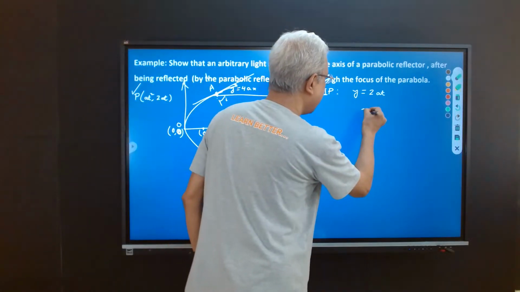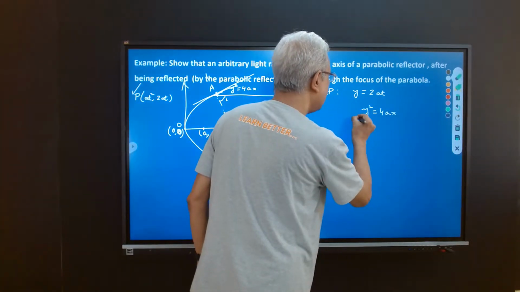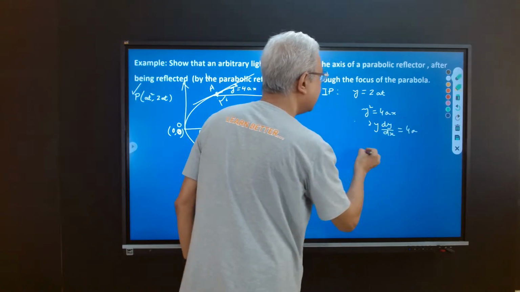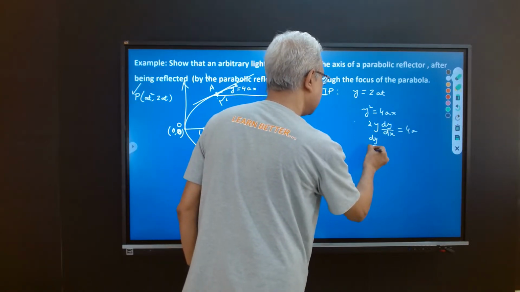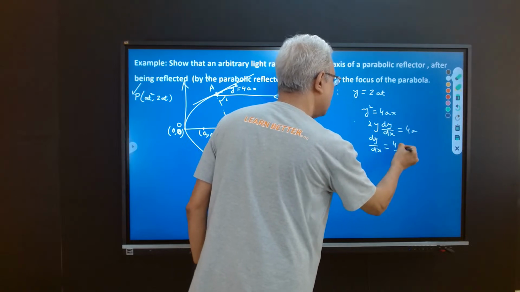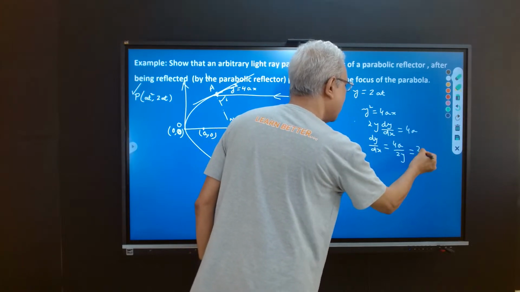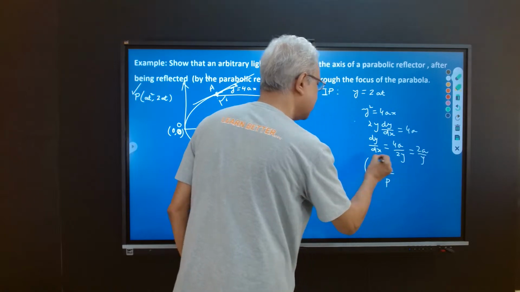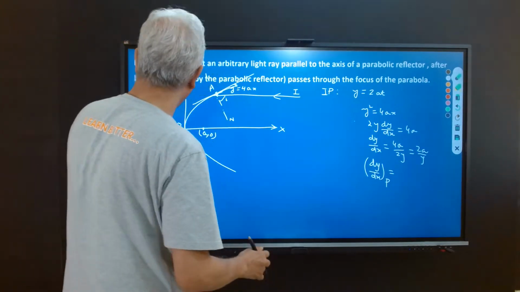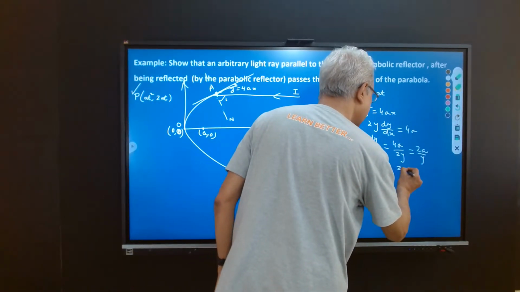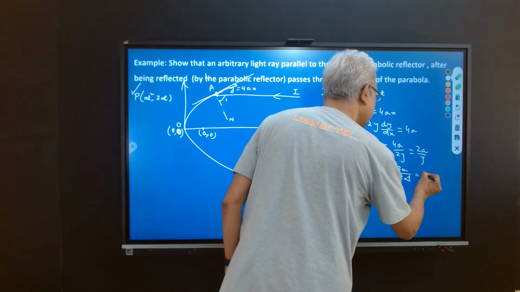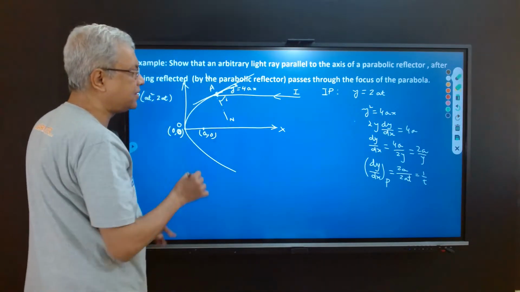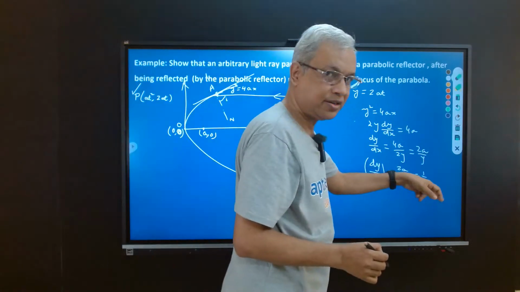So y square equal to 4ax. So 2y dy/dx equal to 4a. So dy/dx is 4a by 2y, which is 2a by y. So dy/dx at the point P is how much? 2a by y. y is actually 2at. So 2a by 2at is equal to 1 by t. So the gradient of the tangent drawn at point P is 1 by t.